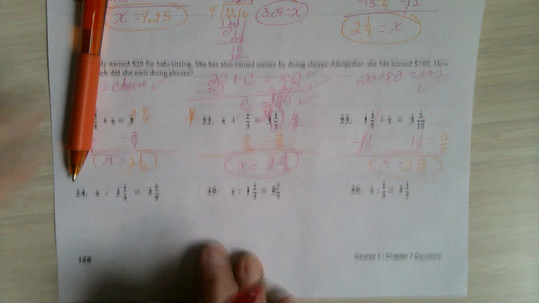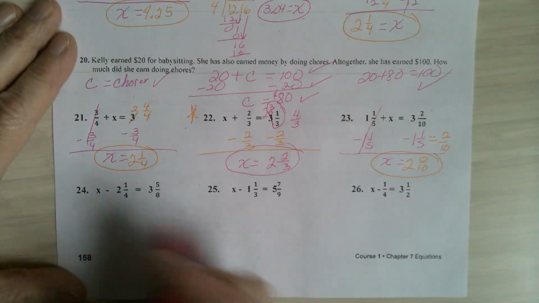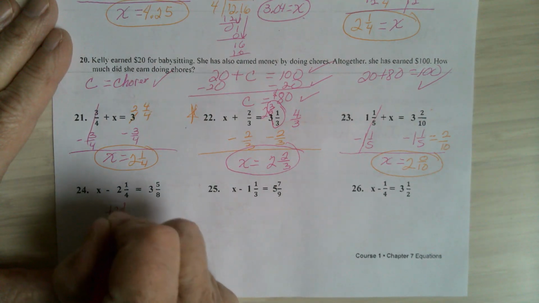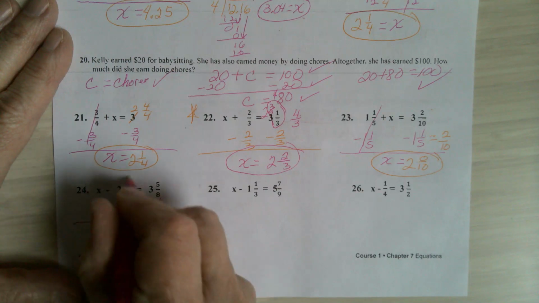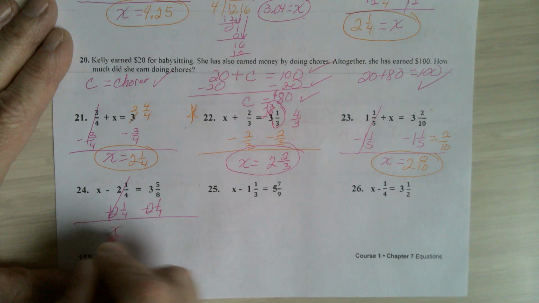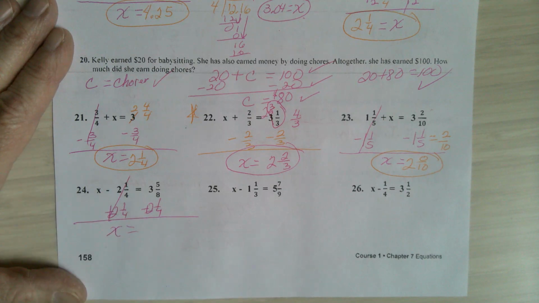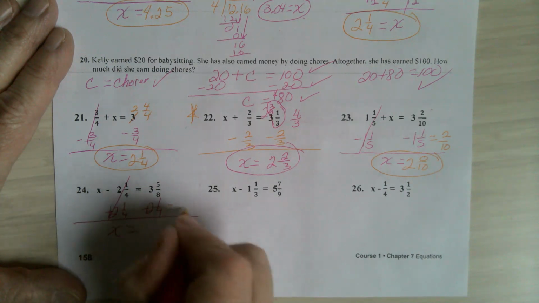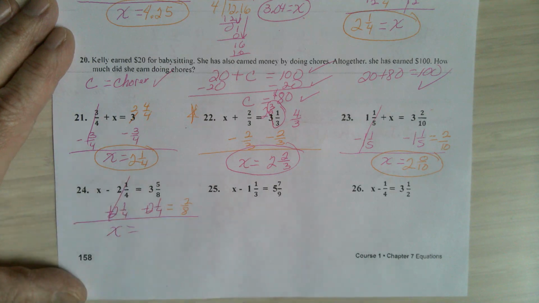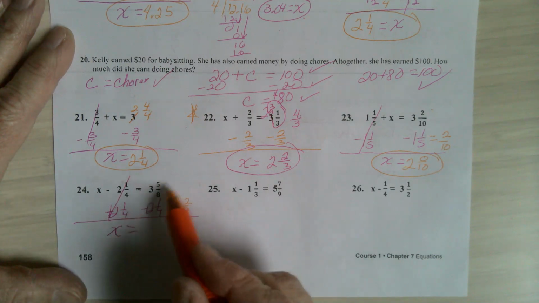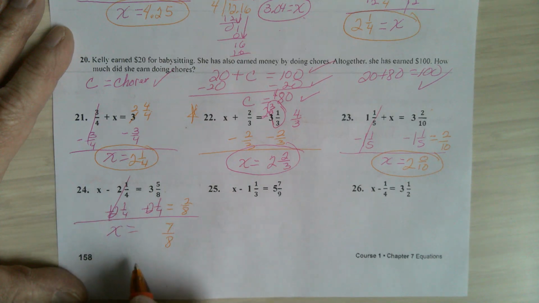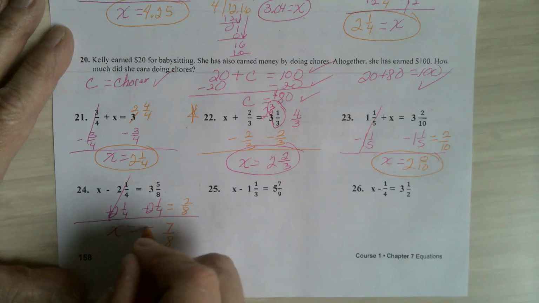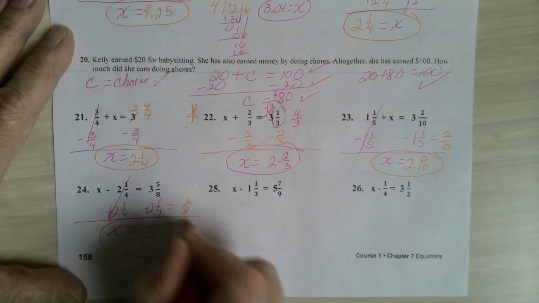In the next problem, the opposite of subtracting 2 1/4, add 2 1/4. Add 2 1/4. And you will get X equals, common denominator will be an 8. 1/4 equals 2/8. 5/8 plus 2/8 is 7/8. And 3 plus 2 is 5. 5 7/8.